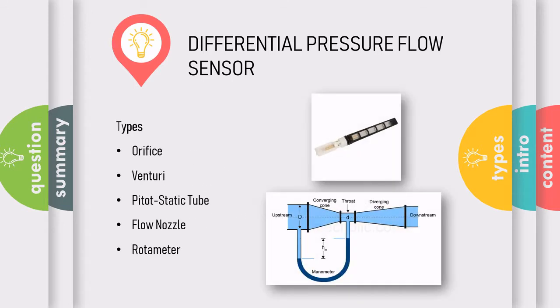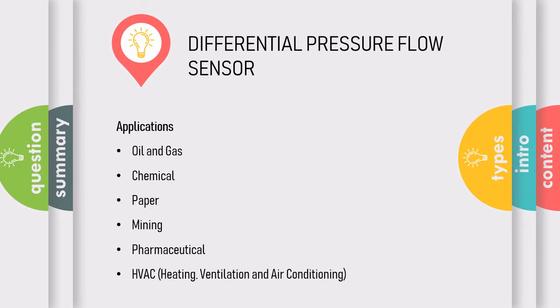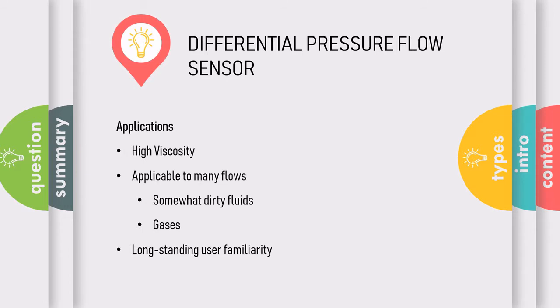These are some of the different types of differential pressure flow sensors that are used in the industry. These are some of the applications that differential pressure flow sensors can be used for. They are more commonly used in the oil and gas industry compared to the other industries shown here. Differential pressure flow sensors are still commonly used in the industry due to long-standing user familiarity with the technology.